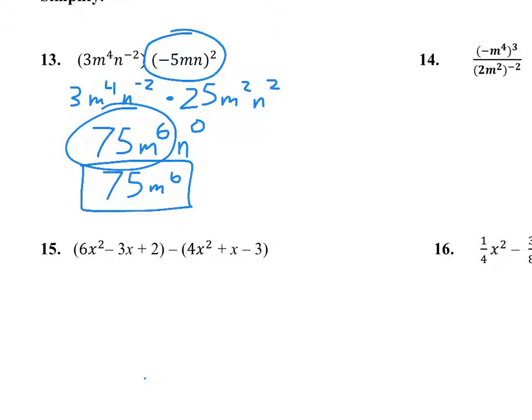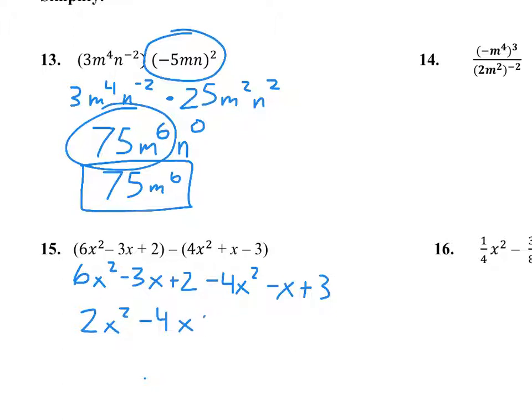Alright, for 15 you are subtracting, so you're just going to distribute the negative. So this one stays the same. And now we're going to distribute the negative. -4x squared, -x plus 3 makes 2x squared minus 4x plus 5.